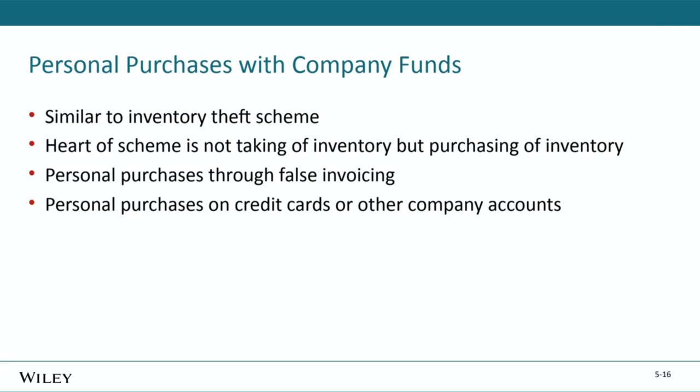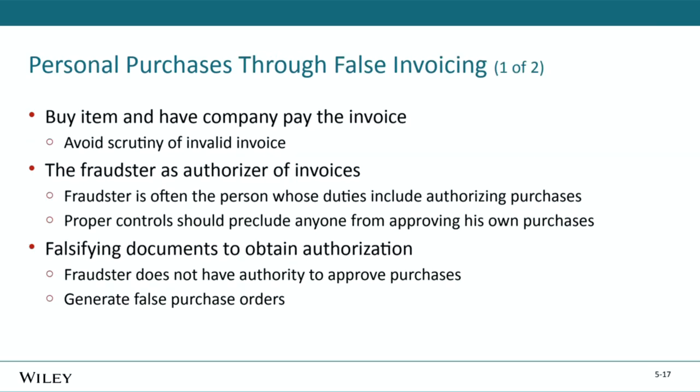Again, we have personal purchases with company funds. The heart of the scheme is not taking inventory. You're not taking stuff off the shelf. Rather, you're purchasing inventory and having it sent to you. Okay. You may create false invoices to pay for it. Or if the company has company credit cards, well, just charge it on the company credit card and have it shipped to you or delivered to you or whatever. The false invoicing, you buy an item, have the company pay the invoice. Cool.